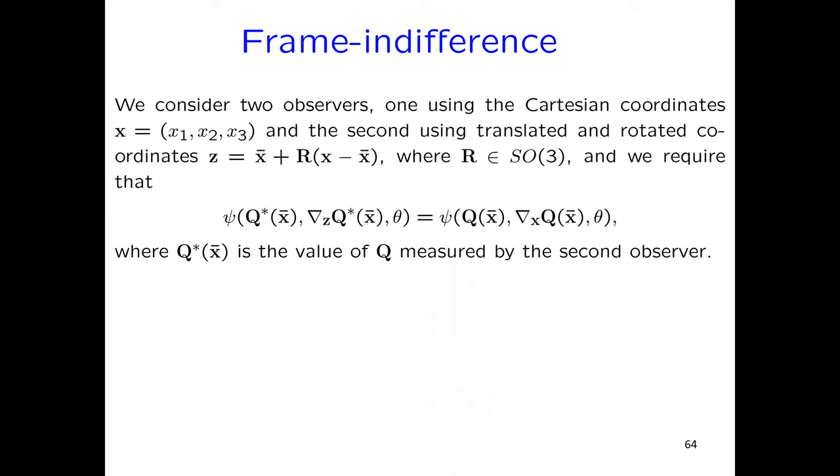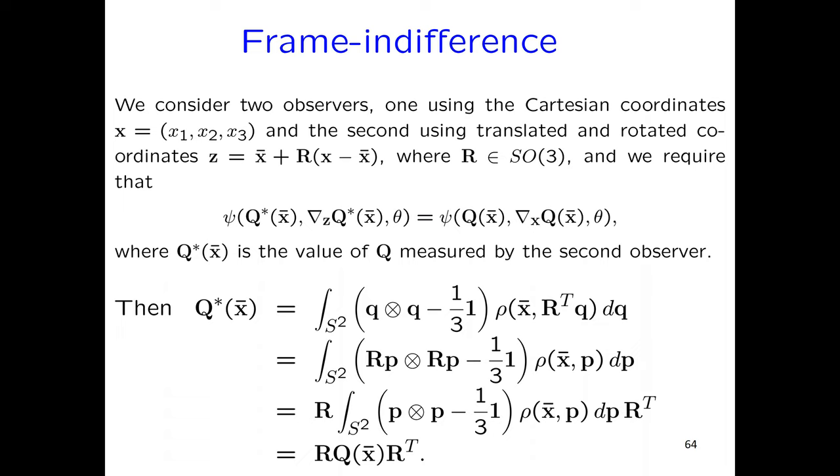Okay, so that ψ of Q star at the point x bar, ψ(Q*(x̄), the gradient with respect to z of Q*(x̄), θ), that both observers see at the same time, is the same as ψ(Q(x̄), the gradient with respect to x of Q(x̄), θ). So Q star of x bar is the value of Q measured by the second observer. And so what is that?